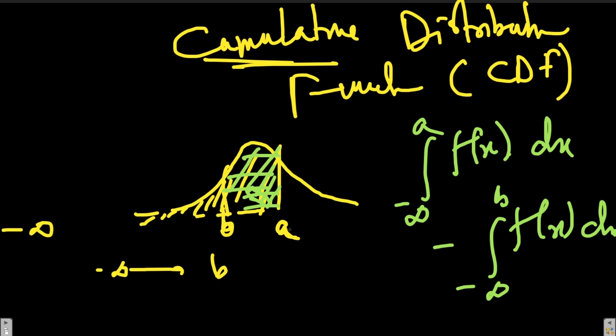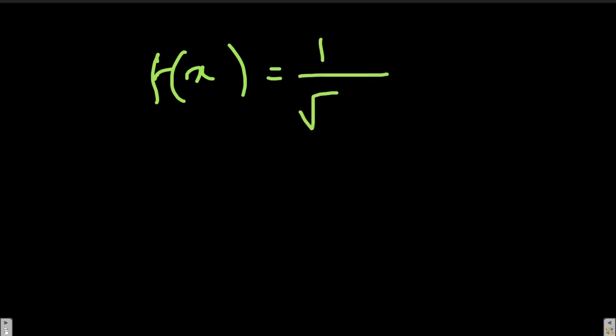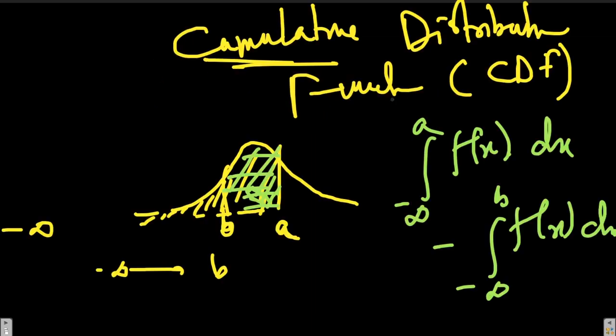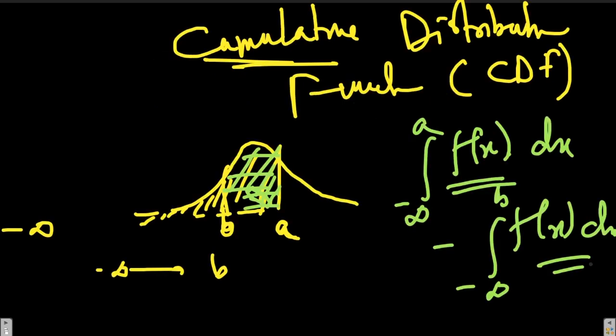Now, if you remember the formula we derived, f(x) in our case is 1 over the square root of 2 pi sigma squared times e to the power of minus z squared. If I substitute this f(x) here and try to integrate it over this range, it is a little difficult because the function is not a very easy form. That is difficult, of course, but there is an easy way out.